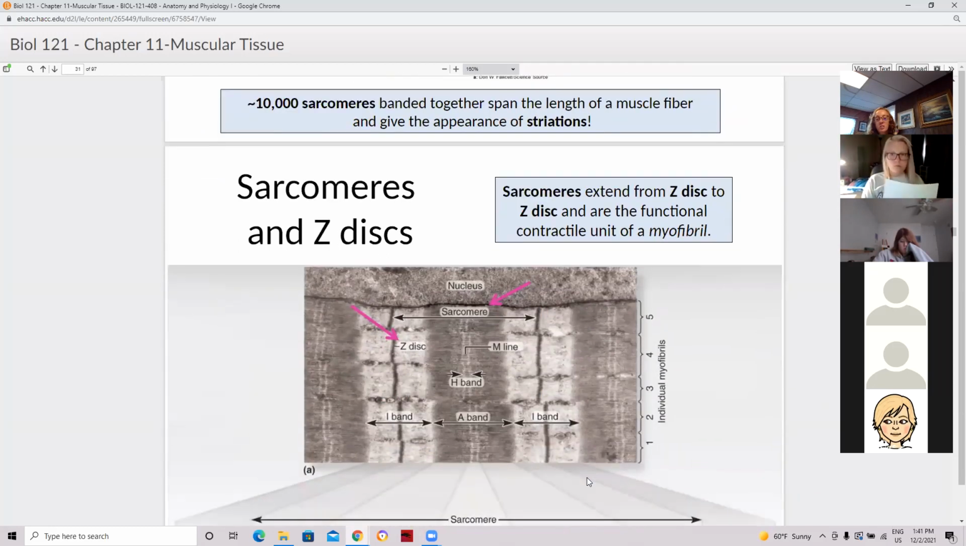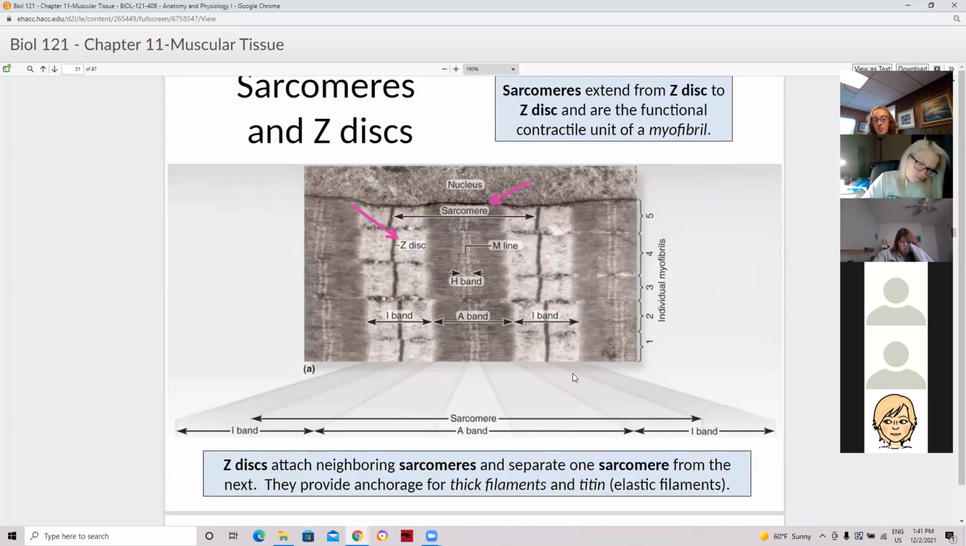The sarcomeres extend from one Z disc to the next Z disc and are the contractile functional unit of the myofibril. These Z discs provide the anchorage for thick filaments and thin filaments.